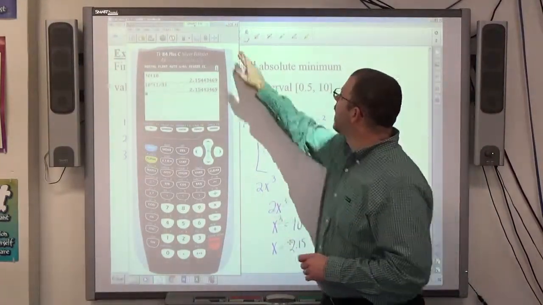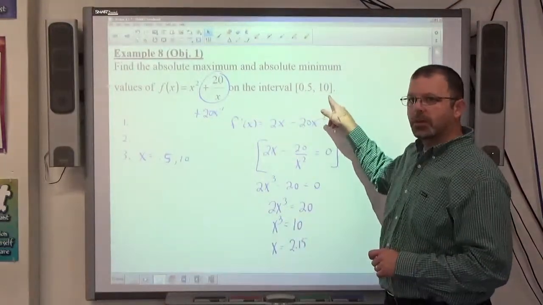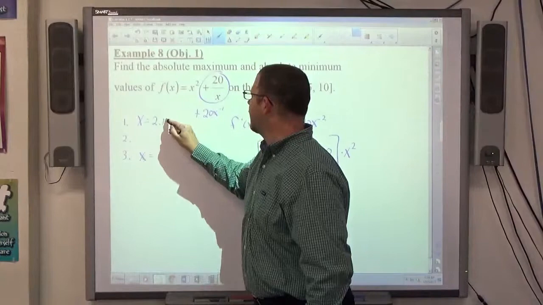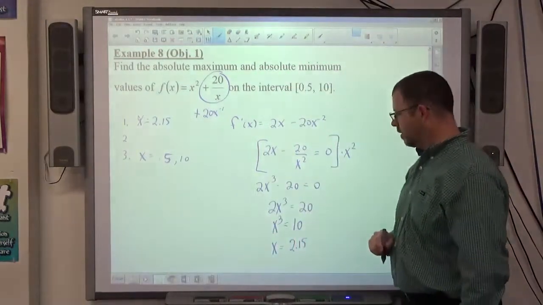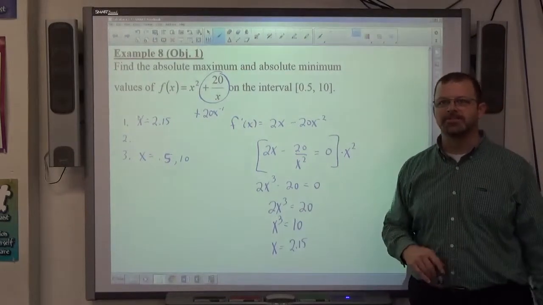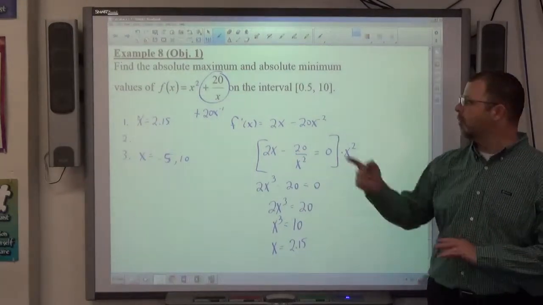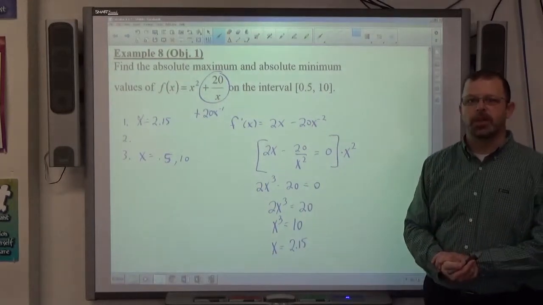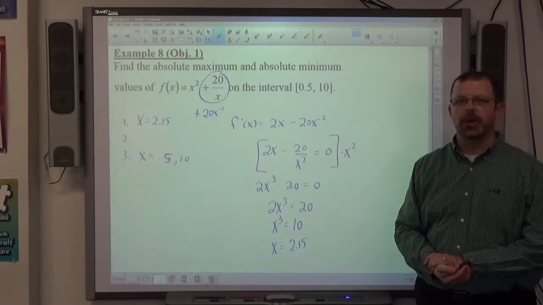And 2.15 is within that interval, so it counts, right? So I'm going to put x equals 2.15 for that one. What if it didn't count? Then you don't use it. So if I got x equals 17, it doesn't matter. Again, we only care about numbers within this interval. If they're not within the interval, they don't matter, so just don't write them down.